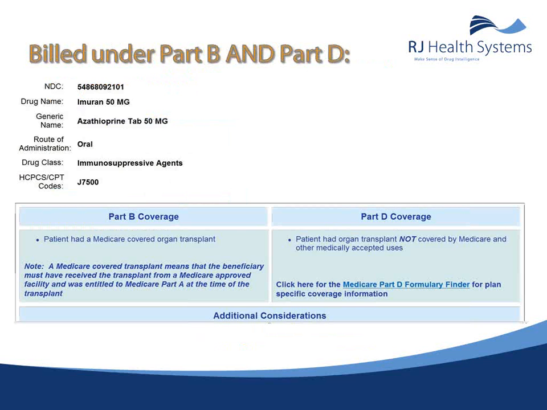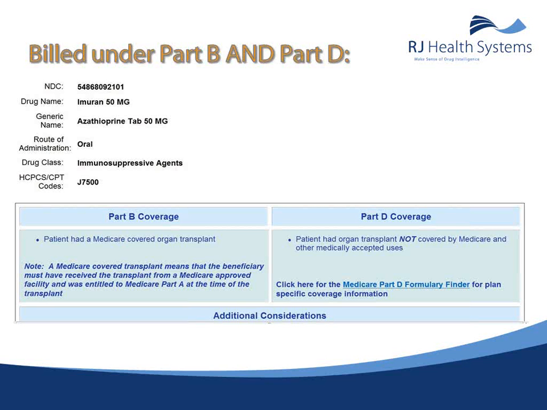So for Imuran, in this case, this is a product that can be billed under both the Part B as well as the Part D benefit. So as you can see, we'll reiterate the particular NDC as well as the drug name. We'll provide you with the generic name as well as the route of administration, the type of class, in this case immunosuppressive agent, as well as the HCPCS code because there is a Part B coverage.